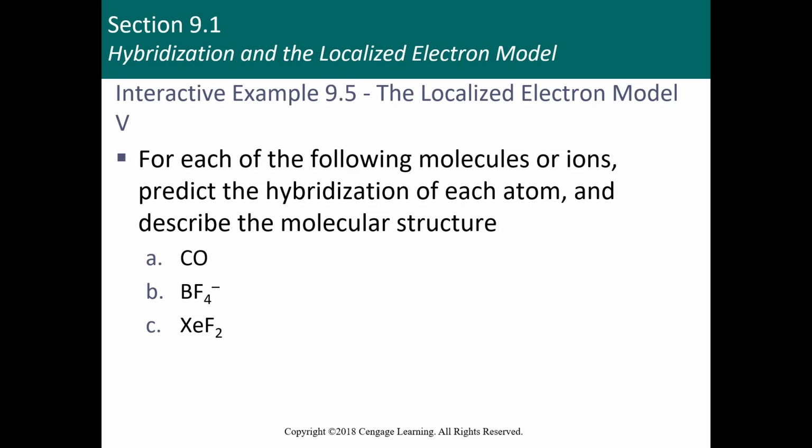So let's do some practice problems. Again, please stop me, pause, and then try these on your own, and then go, well, what did he answer? What did he say? So for each of the following molecules or ions, predict the hybridization of each atom and describe the molecular structure. And so right here we have CO, BF4 minus, XeF2.